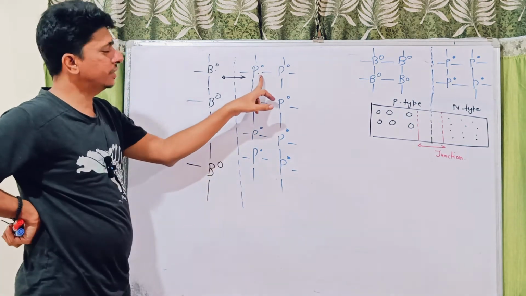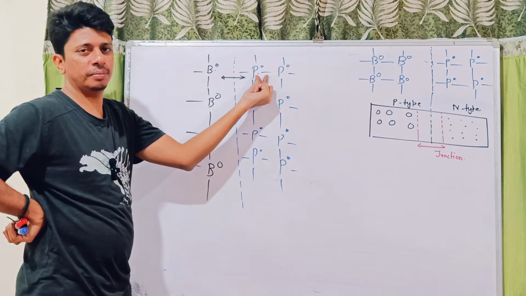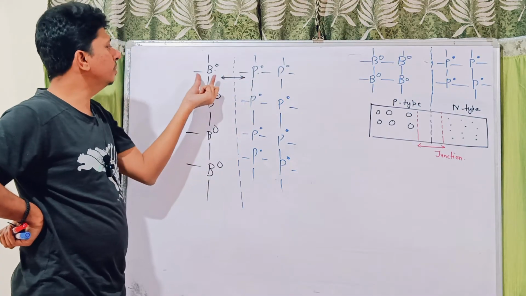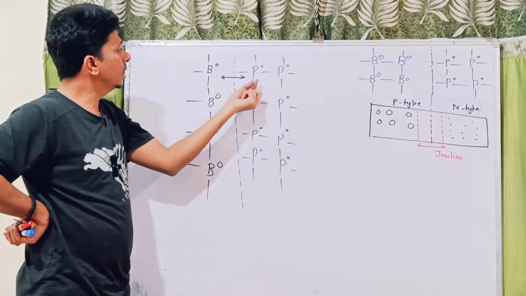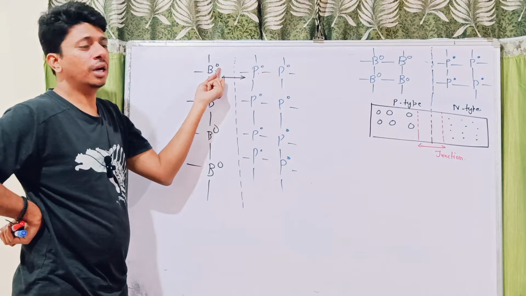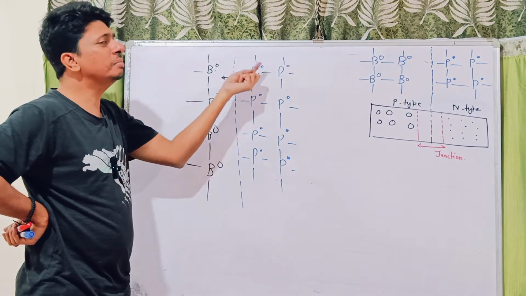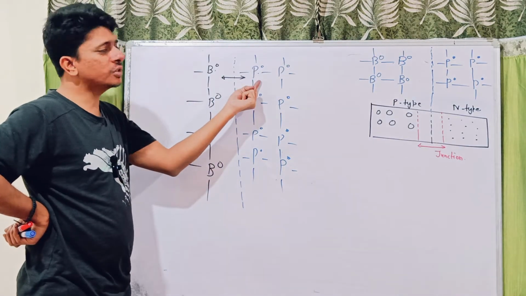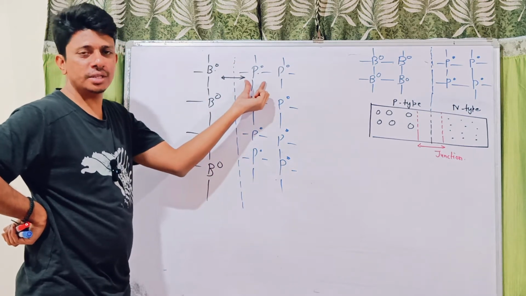Phosphorus atom will say to boron that I have one extra electron, and that is why I am unstable. Similarly, boron will also say to phosphorus atom, yes, I have an extra hole and I am also unstable. Now let's make a deal. Boron will say, please give me your electron so that I will become stable, and phosphorus will say, please give me your hole, then I will also become stable.